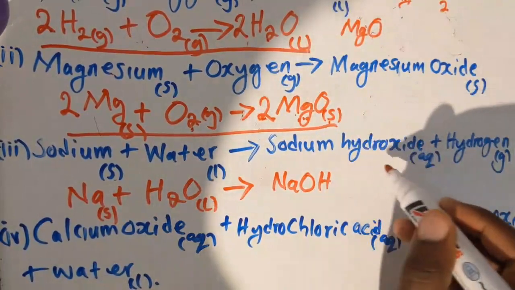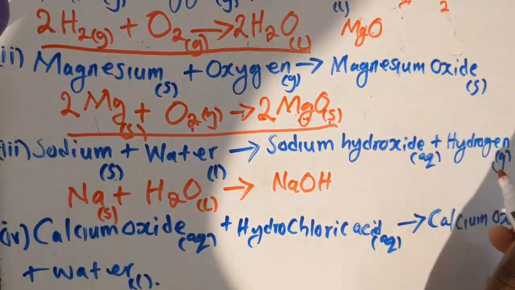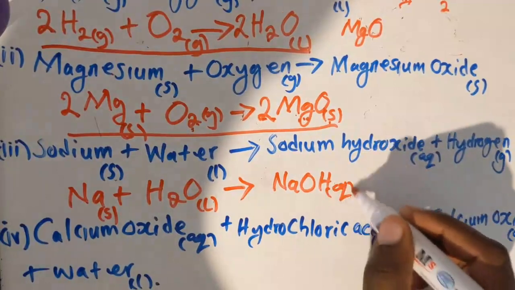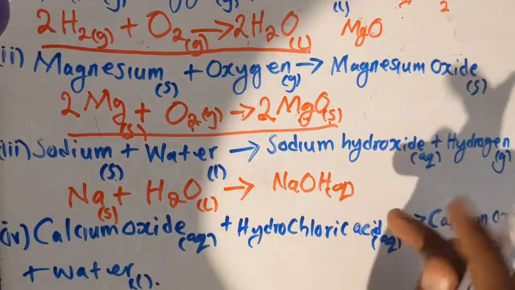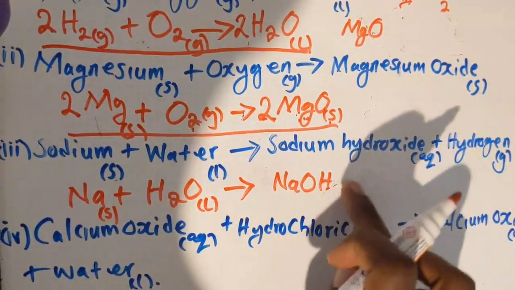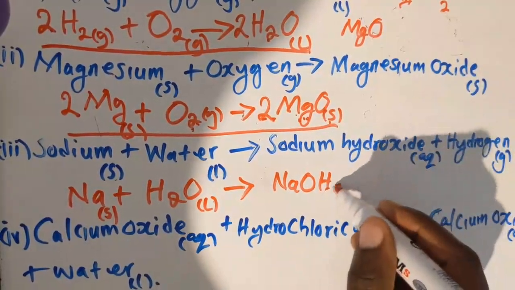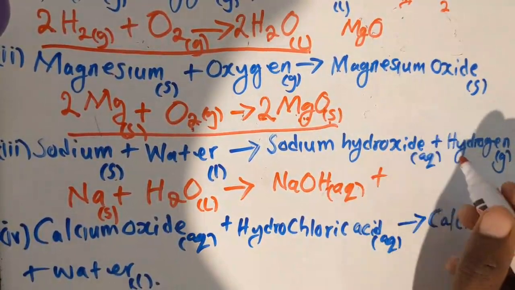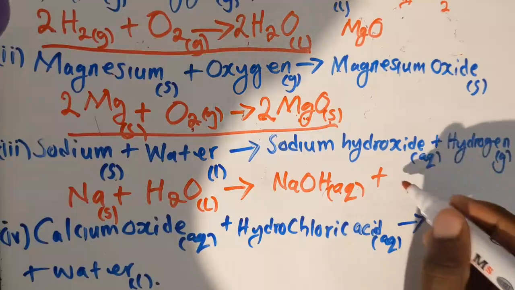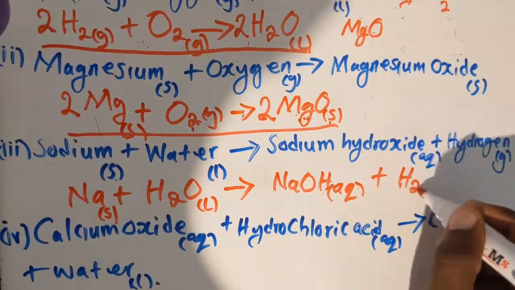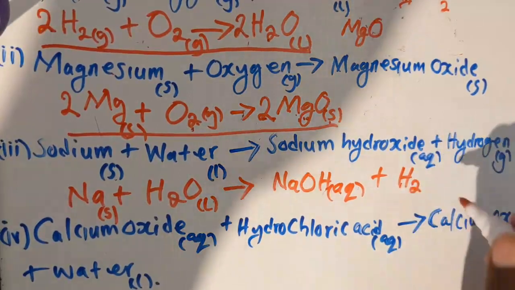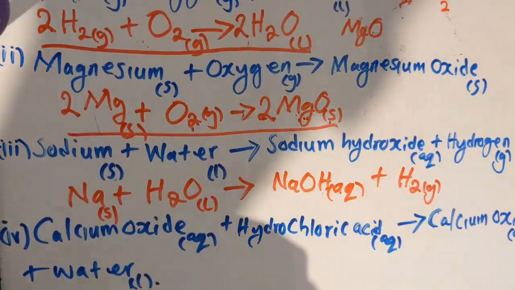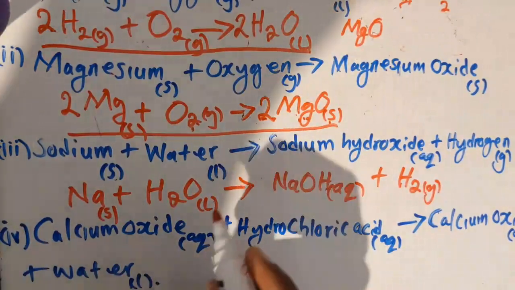Okay, so sodium hydroxide plus what? Hydrogen gas. So sodium hydroxide is in aqueous state. Let me write it like this, aq. Then plus hydrogen gas. You know that hydrogen exists as a diatomic molecule, like that, and it is a gas. What you're supposed to do next is just to balance.